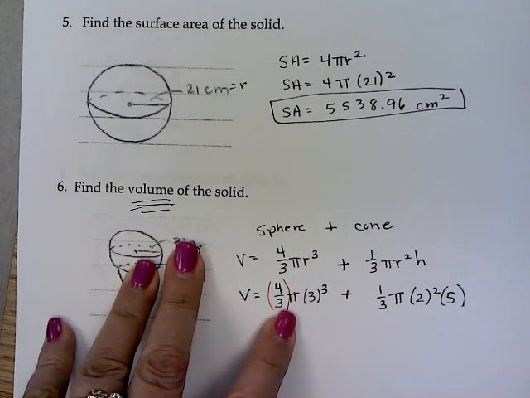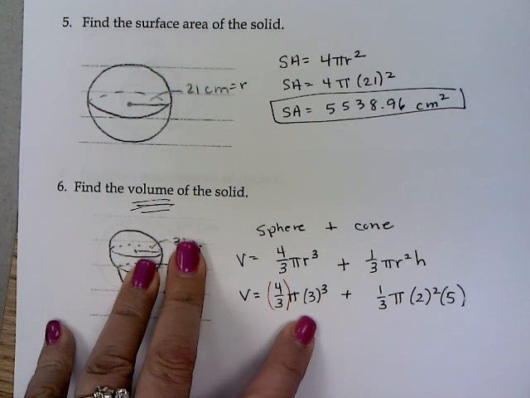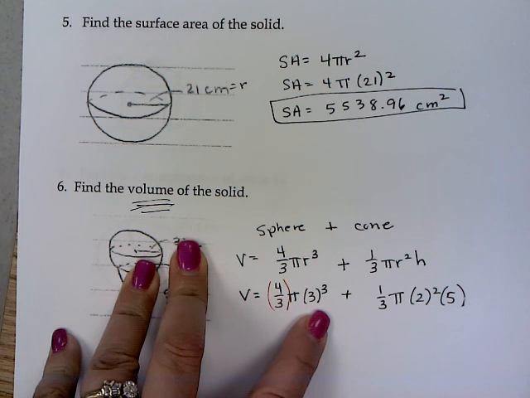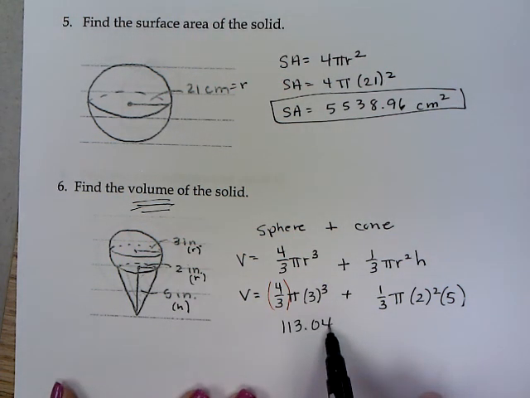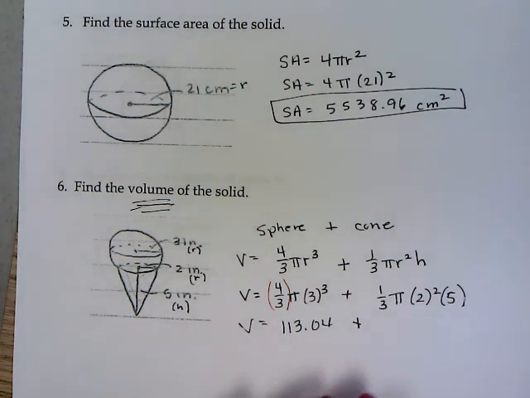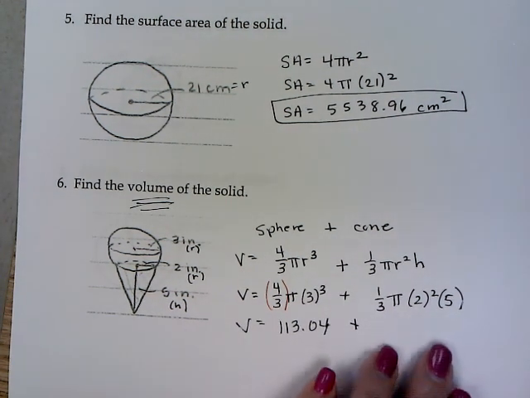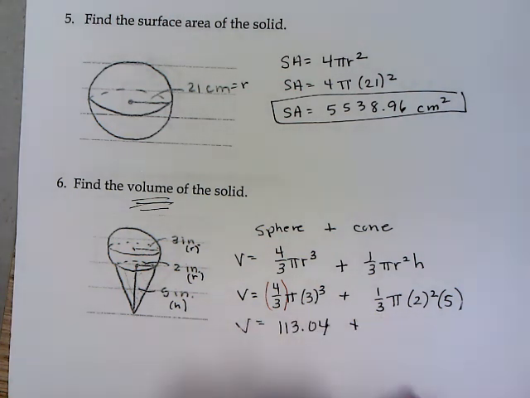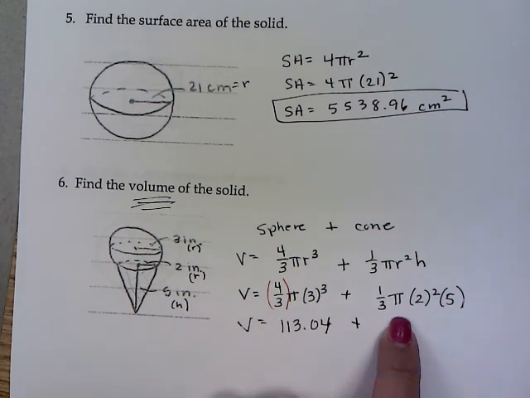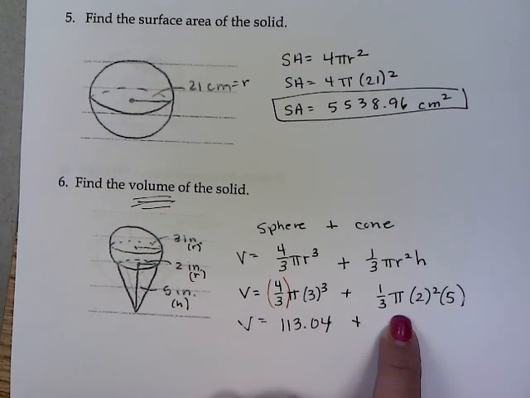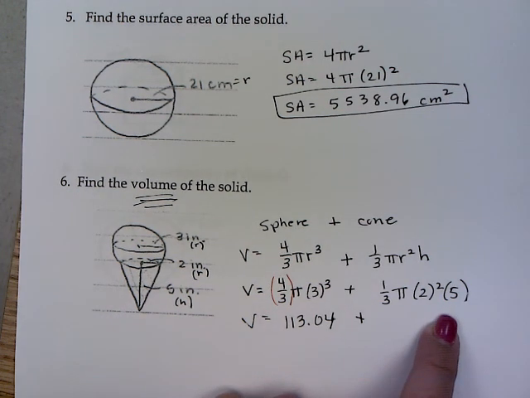But here, when I put it into my calculator, I do 4 divided by 3, in a parenthesis, times my pi, 3.14, times 3 raised to the 3rd power. You should get that as your answer. Now when I come to work this side, I can either do 1 divided by 3 again in a parenthesis like we did the last one, or I can divide the whole answer by 3. It just depends on how you look at it.